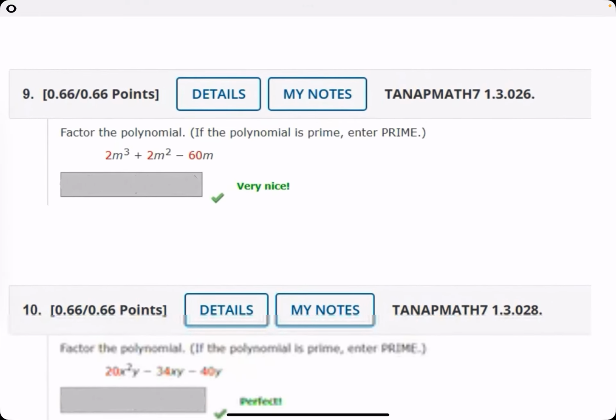Factor the polynomial once again. Let's go the GCF route. Very big GCFs here. We got 2 in common. We got m in common. And that's it.